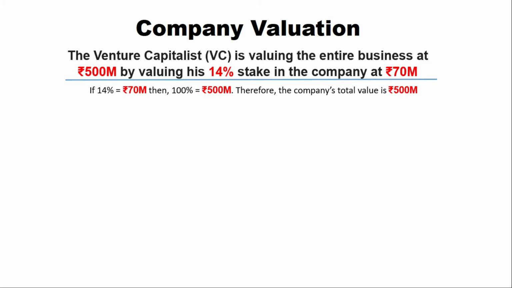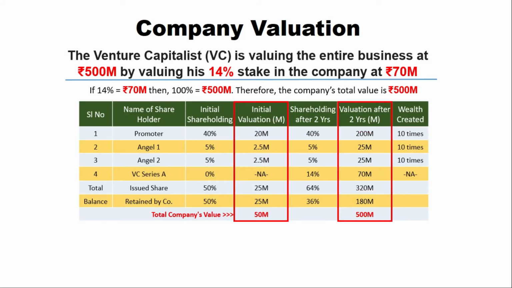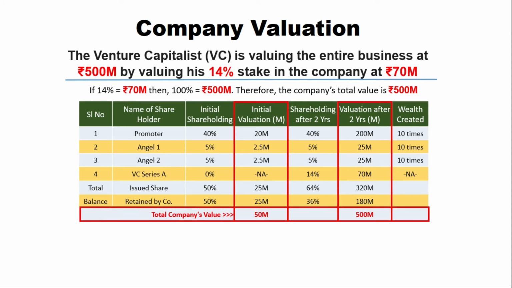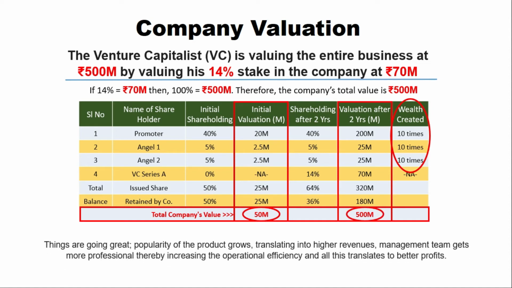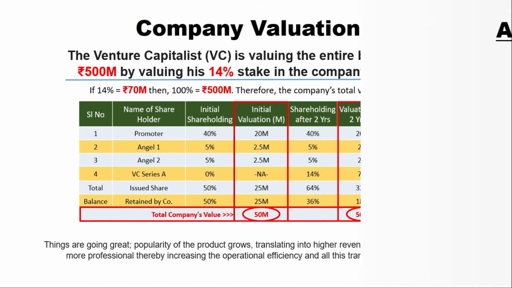With the valuations going up, the investments made by the initial investors will have an impact. The shareholding and valuation look something like this. See the difference between initial valuation and valuation after 2 years. The wealth creation is 10 times in just 2 years. Things are going great. Popularity of the product grows, translating into higher revenues. Management team gets more professional, thereby increasing the operational efficiency, and all this translates to better profits.